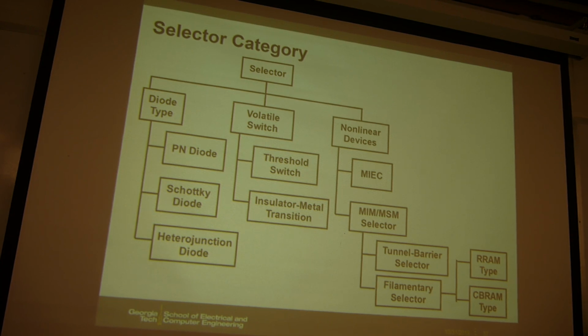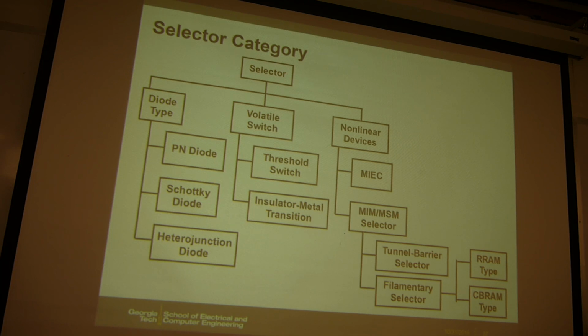So if you look at the category of the selector, there are many available devices, but, let's say, only a few of them are practical. First is the diode type, like the PN junction, but the PN junction is not good, because first it is unidirectional. It's only good for phase change memory.